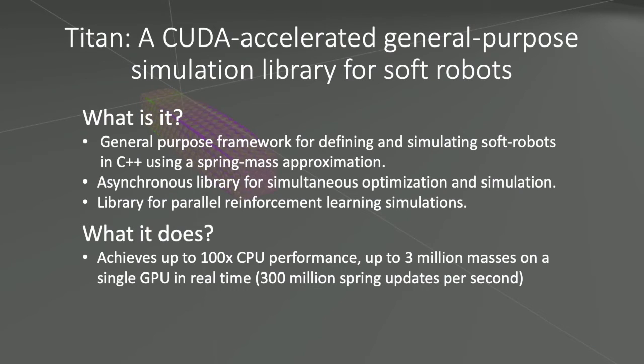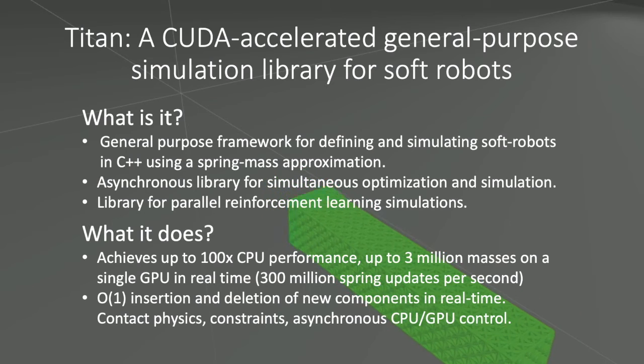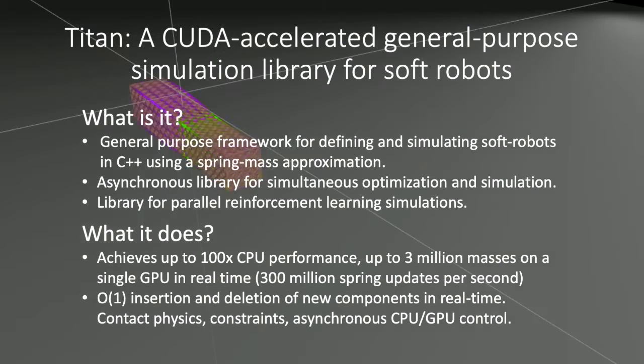Titan is able to achieve up to 100 times performance of a CPU-based algorithm, up to 3 million masses on a single GPU in near real time. This is close to 300 million spring updates per second. Titan also achieves constant time insertion, deletion, and modification of components in the simulation, all performed asynchronously from the CPU. Contact forces, constraints, and asynchronous CPU-GPU control are all supported.